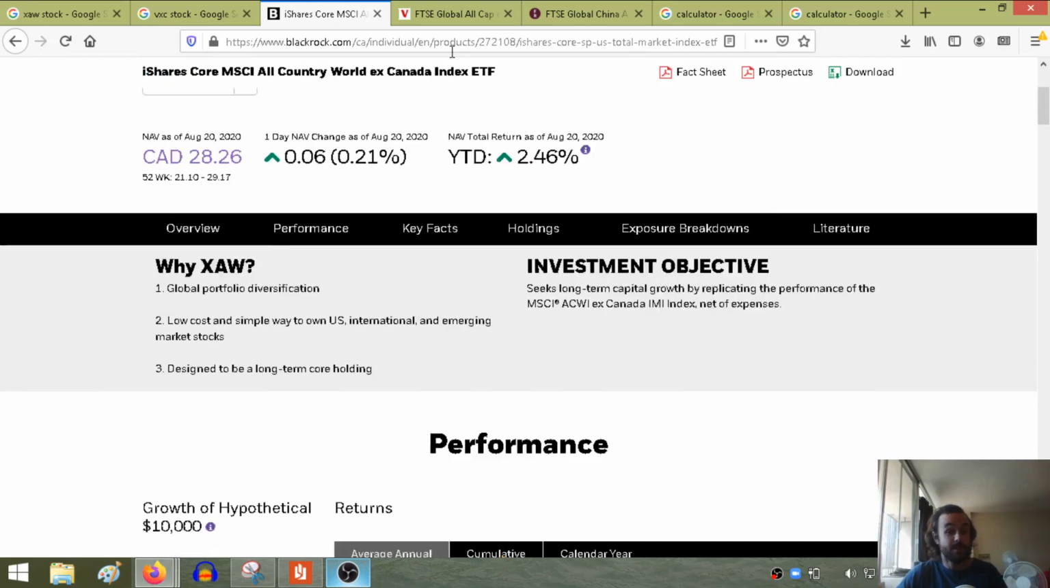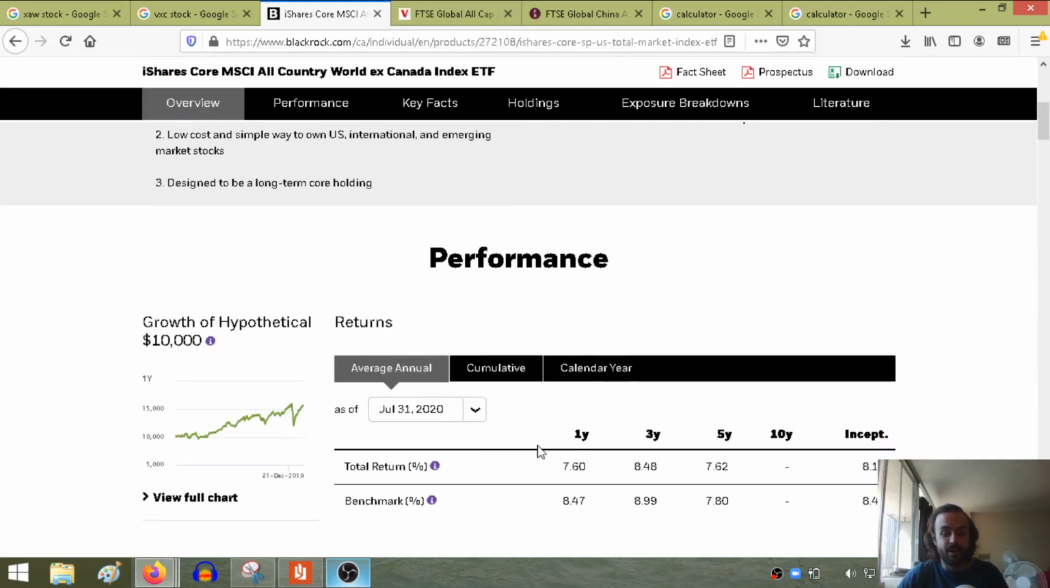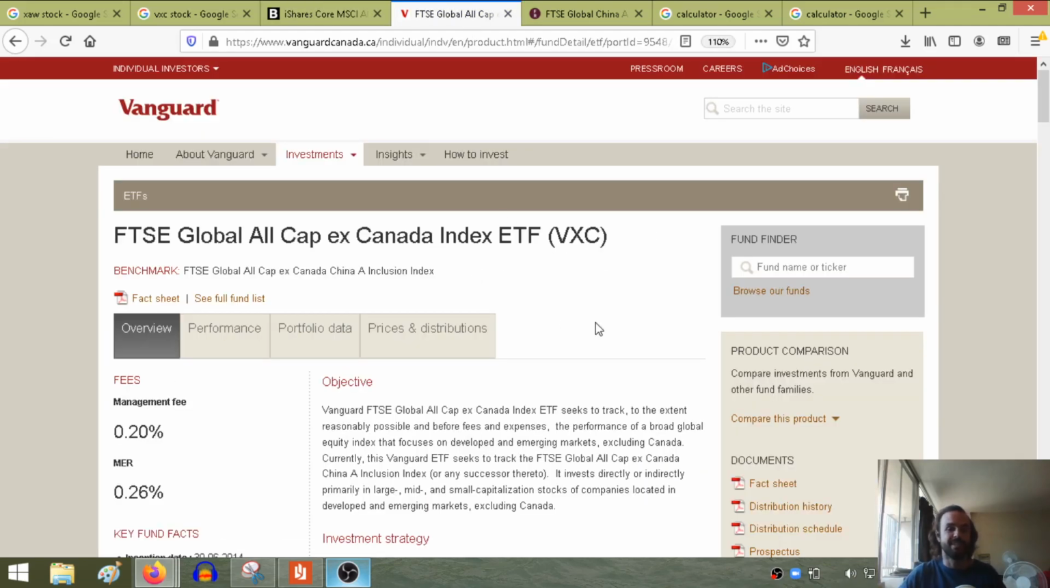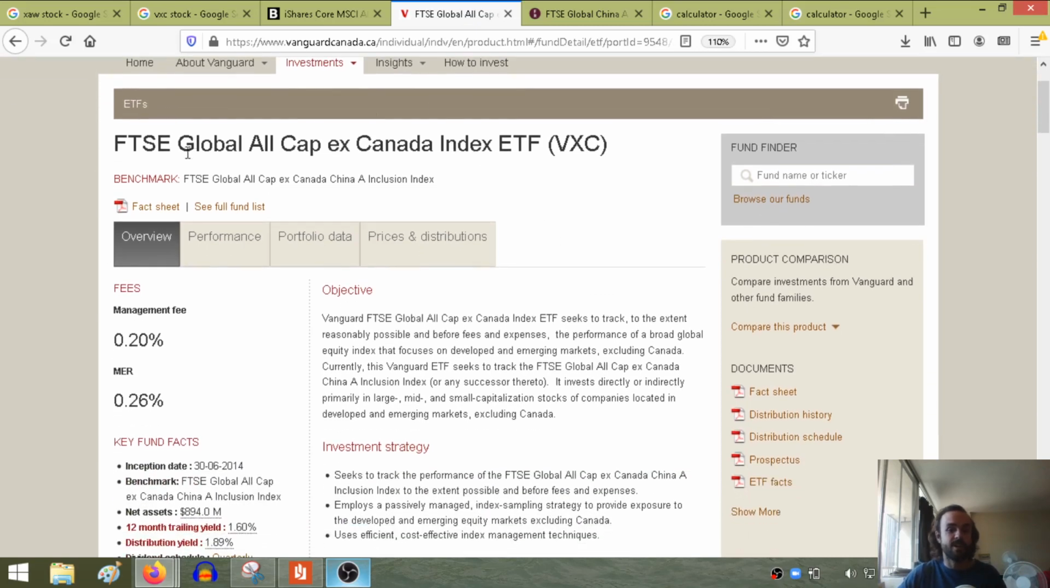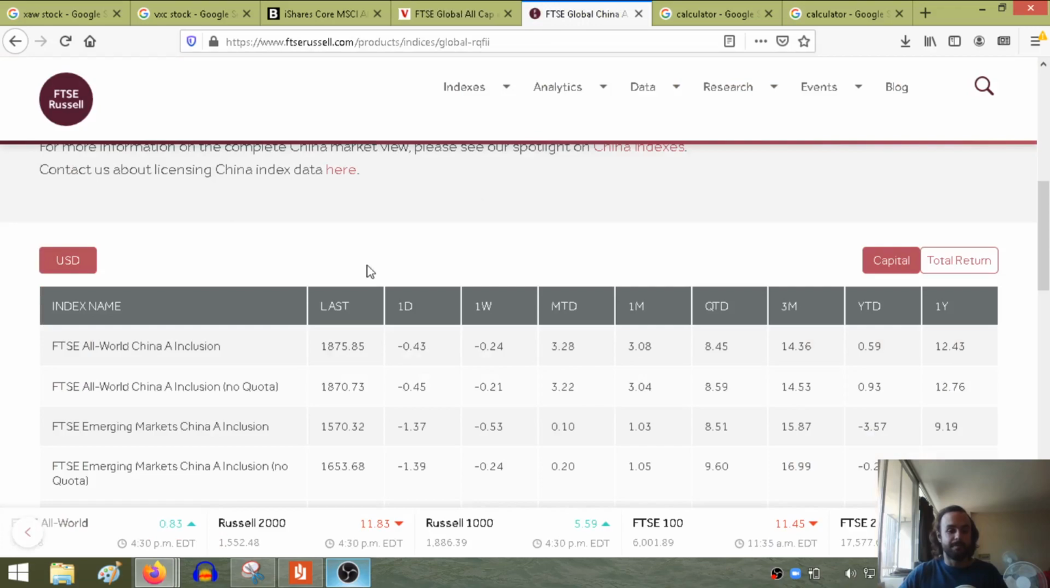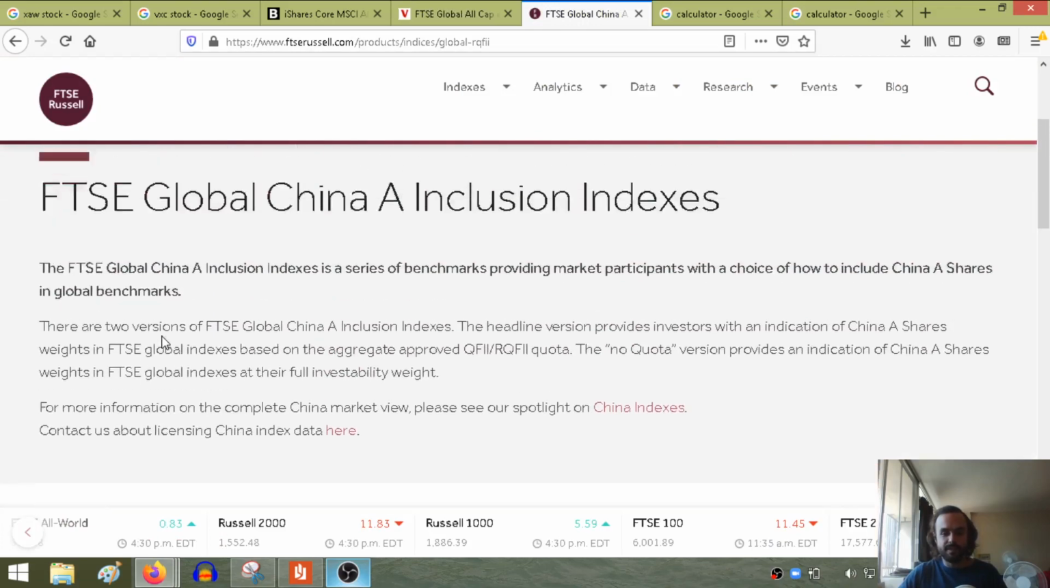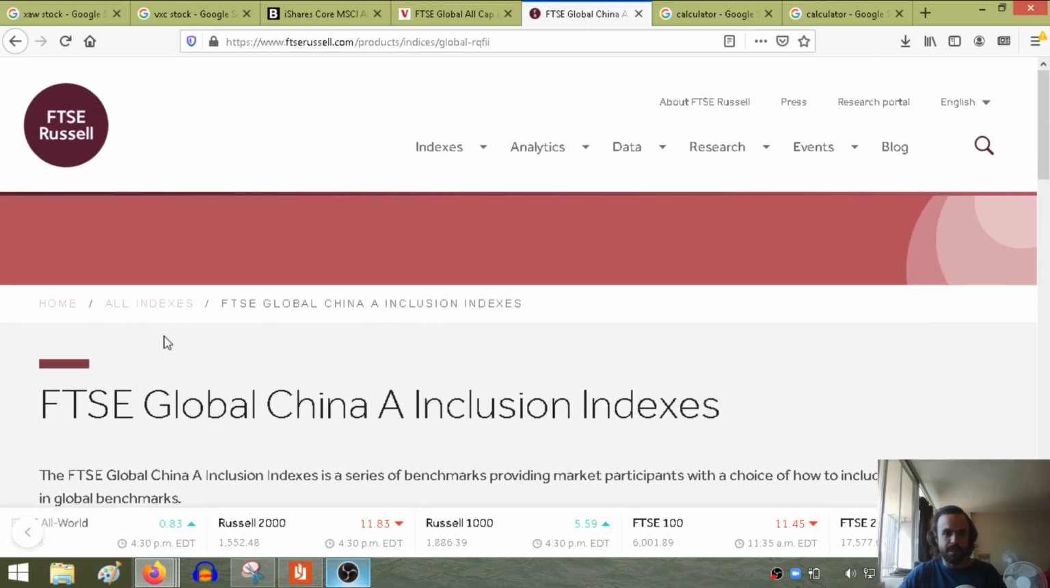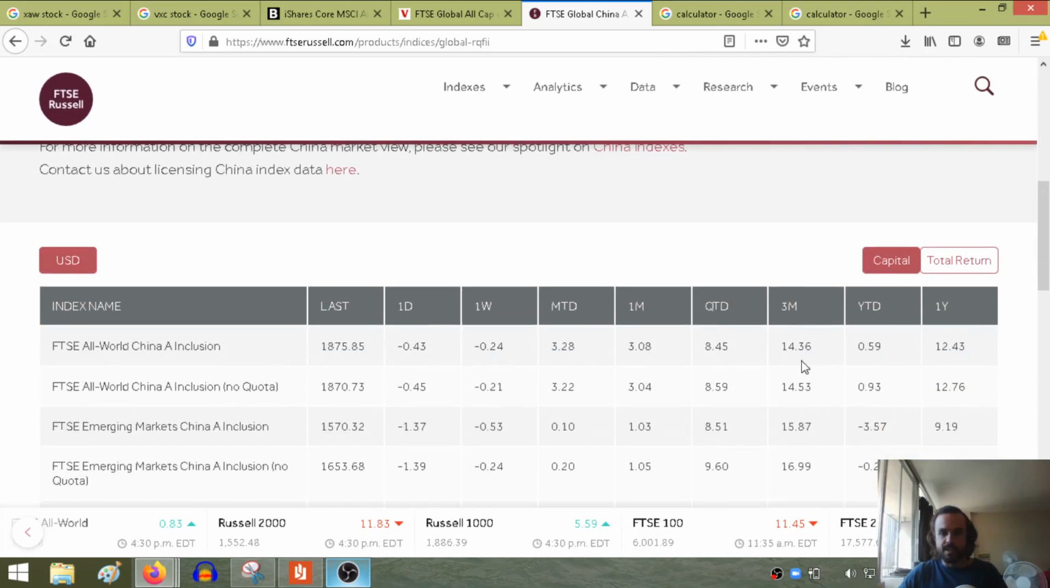So still good, though, to have that US. I still think a lot of these reassuring returns have been because of how heavily US-based it is. But let's jump into Vanguard. Now, Vanguard actually tracks a different index. This one is the FTSE Global All Cap X Canada China A Inclusion Index. This one, I didn't have a chart that I could find, but it shows that this past year, it has done quite well at 12.43%.